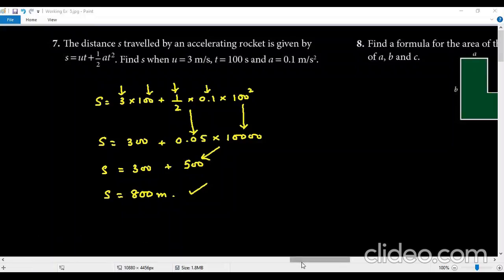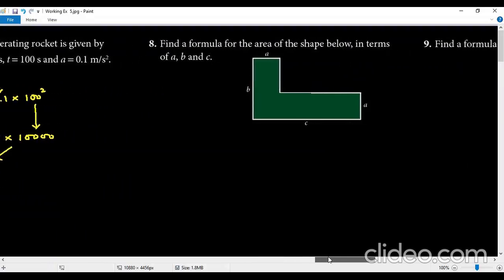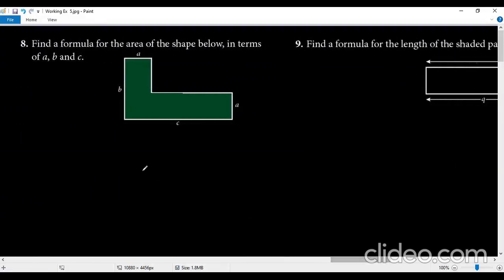Moving on to question number 8. It says to find the formula for the area of the shape below in terms of A, B, and C. Now, you should know very well that we can find the area of this green part as A times C. Okay, this is the first part. This is A times C.